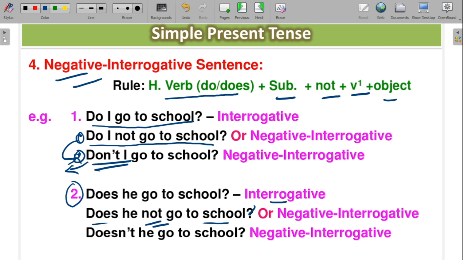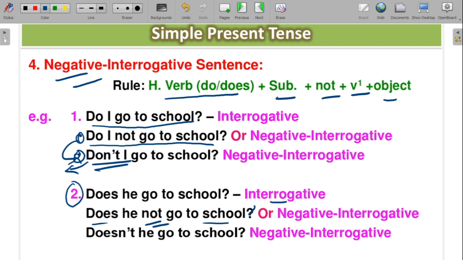In Hindi we say, क्या वो स्कूल नहीं जाता है? क्या वो स्कूल नहीं जाता है? Like this in Odia. Okay. So, this is how this sentence is formed.